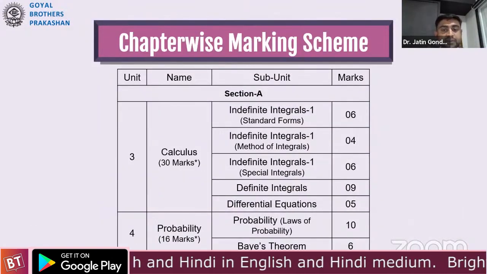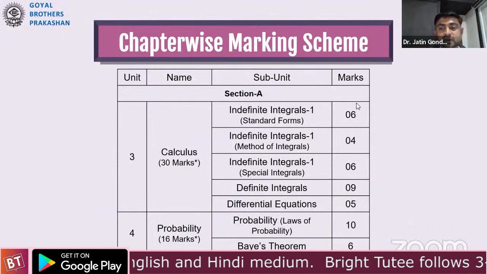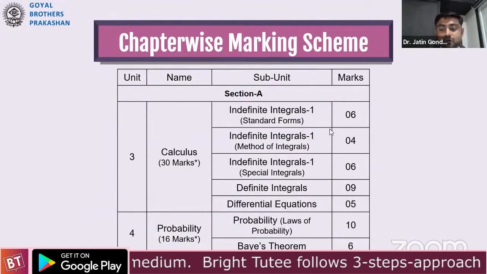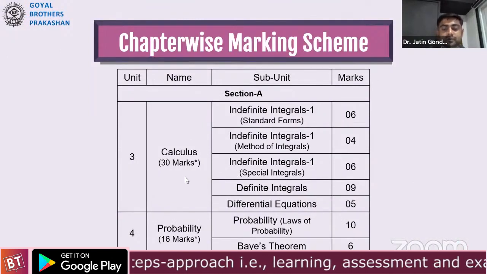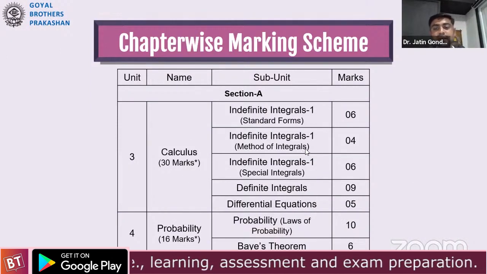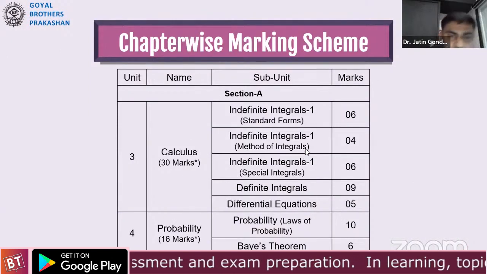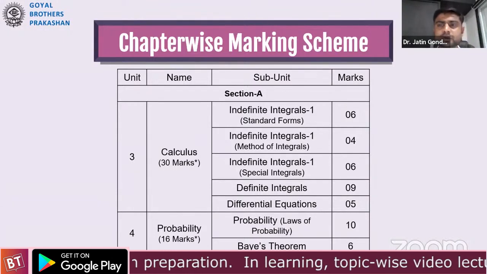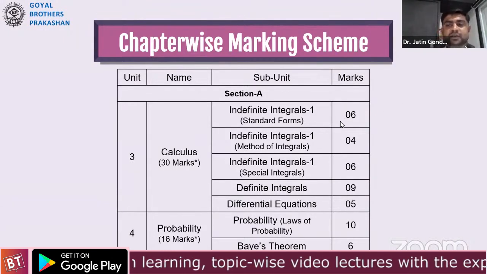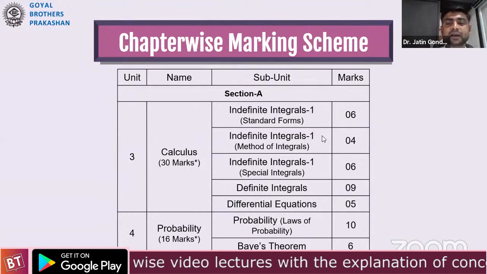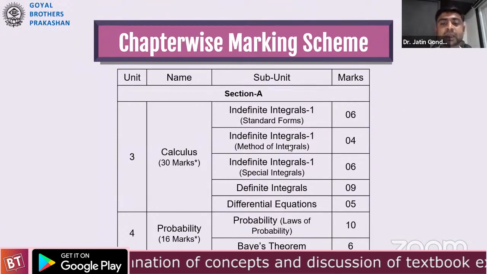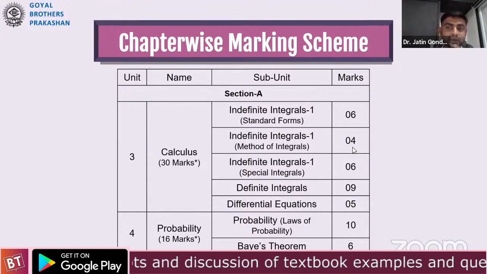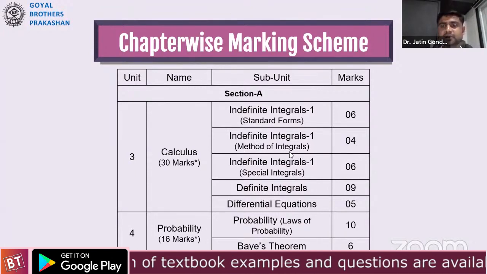Now, chapter-wise marking scheme. These marks include all the internal options. So, indefinite integrals 1, that is standard forms of indefinite integrals, has a 6 marks weightage. Indefinite integrals 2, sorry, there is a typo error here, indefinite integrals 2 has 4 marks. That is the methods of integrals.